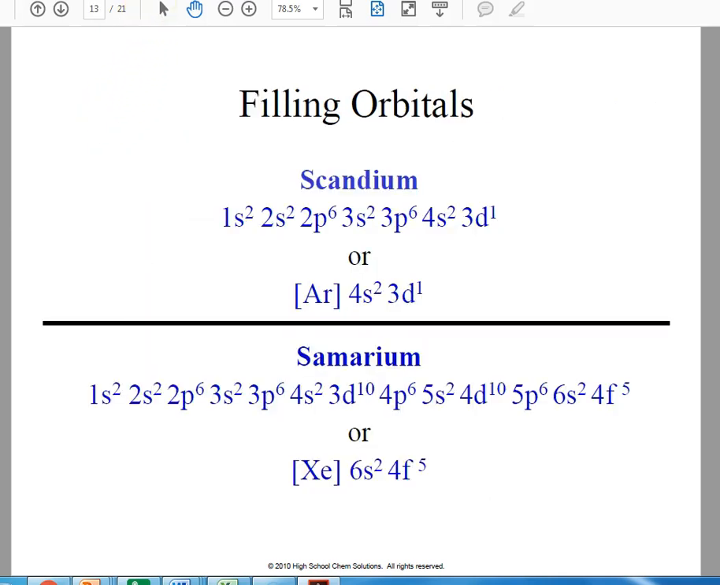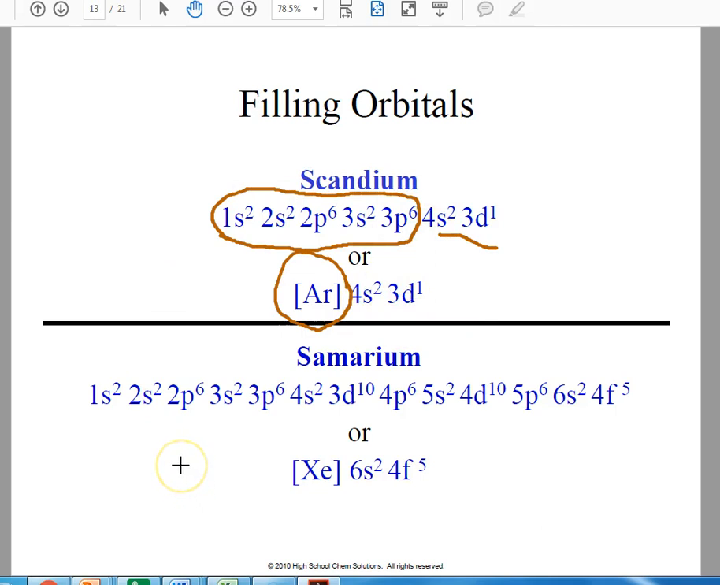All right, and that's what you see on the screen there. Now the shorthand becomes especially useful as we get into these larger elements. So if we look on the periodic table, the noble gas or group 18 element that comes before scandium is argon. And argon's electron configuration goes all the way to 3p6. So we can replace all of this with the element argon and then add 4s2, 3d1 to specify scandium.